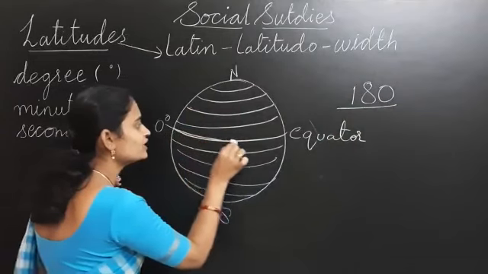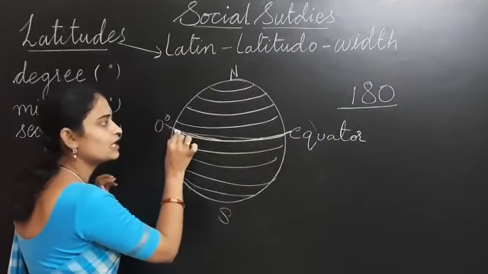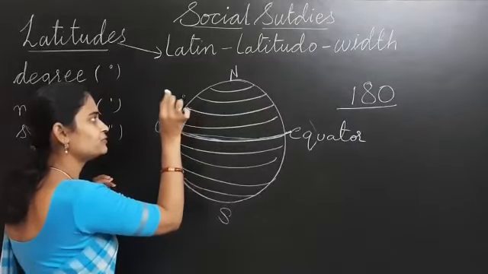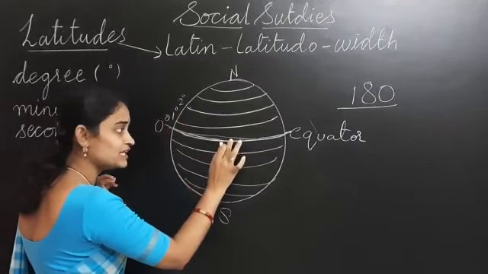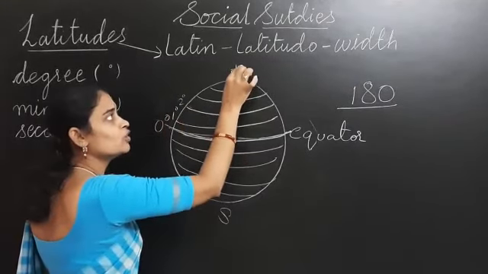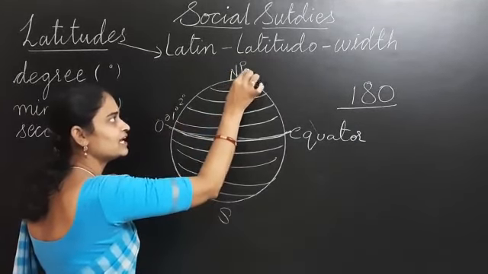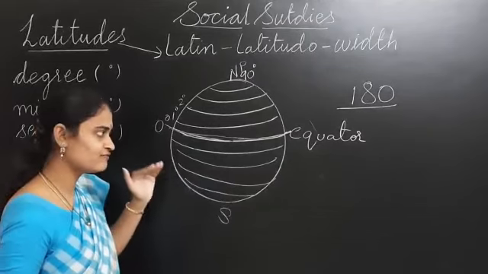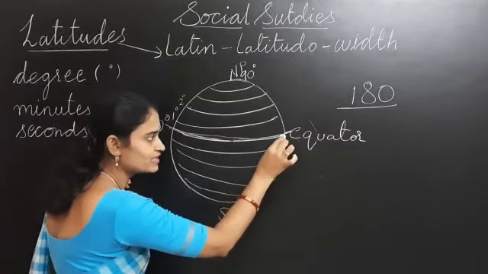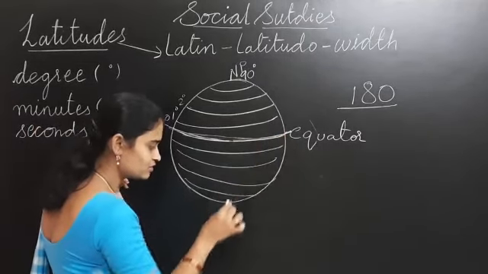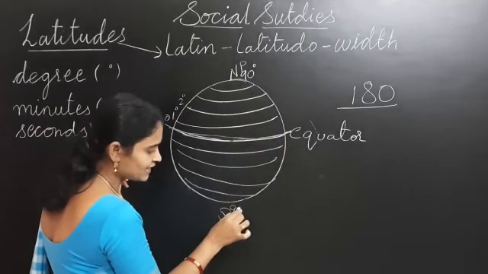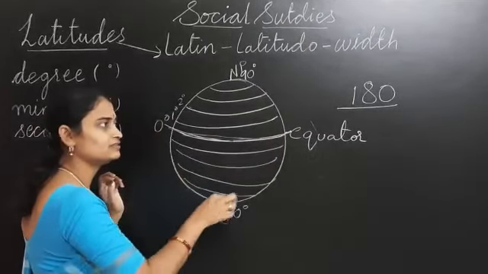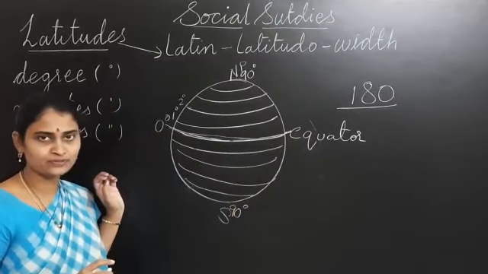See here, 0 degree latitude is the equator, then 1 degree, 2 degrees. In that way, from the equator to the North Pole, there are 90 degrees. In the same way, in the south also, from the equator at 0 degree to the South Pole, there are 90 degrees. Without counting 0 degree, there are 180 latitudes.